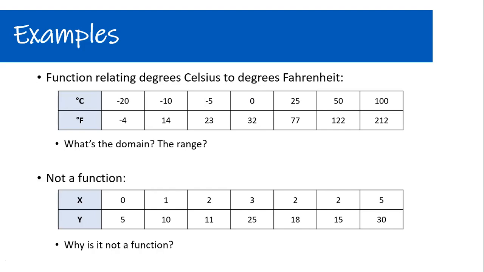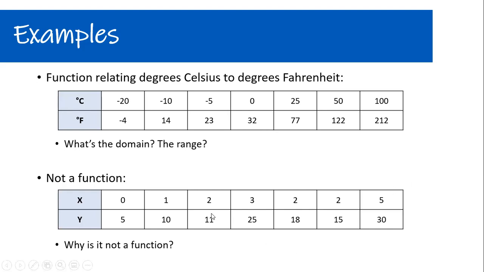This one down here is not a function. Take a minute and see, why do you think it's not a function? Remember that for every input, there can only be one single output. So 0 goes to 5, and 1 goes to 10, and 2 goes to 11, and 3 goes to 25, and 2 goes to 18, and 2 goes to 15, and 5 goes to 30.